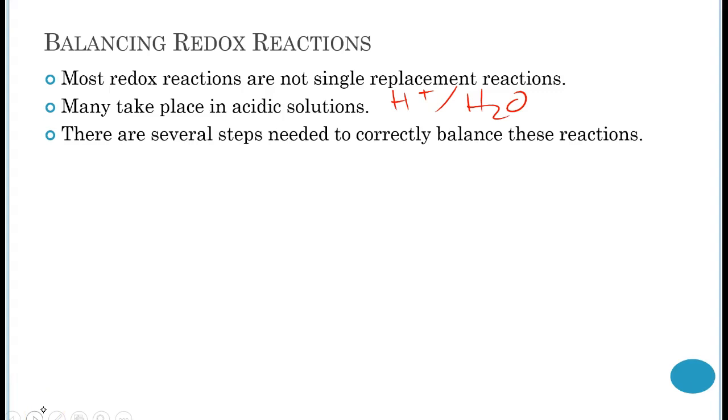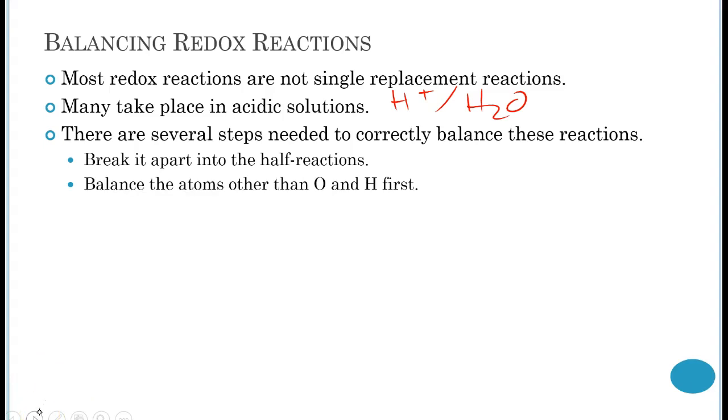There are several steps needed to correctly balance these reactions, and you have to follow them in order. So the first step is you're going to write the half reactions. I think you guys can do that. We've been doing it for 3 lessons now. Then here's the trick. This is where the steps kick in. You're going to balance the atoms other than oxygen and hydrogen, so your aluminums, your coppers, your iron, whatever. You're going to balance those first. Then you're going to balance the atoms of oxygen by adding water, because most of these take place in water. So for every oxygen atom you need 1 water.